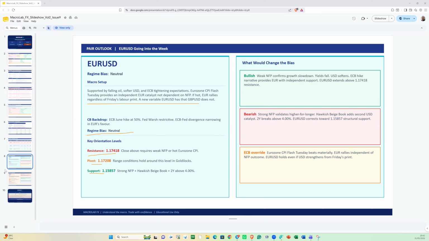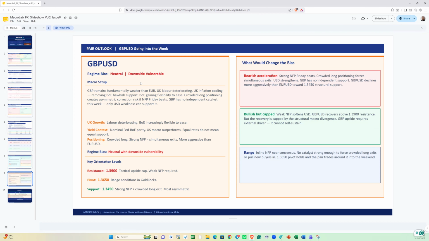And we have pound USD. On pound USD we're a little bit bearish compared to Euro USD. As things change, we're eyeing the downside. These are key orientation levels for pound USD, and we're looking at it as fundamentally weaker than the euro, with UK data deteriorating. So we just have to capture this data to ensure that we pass the correct message and give a balanced outlook on what is happening in the market.